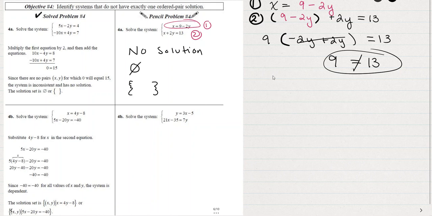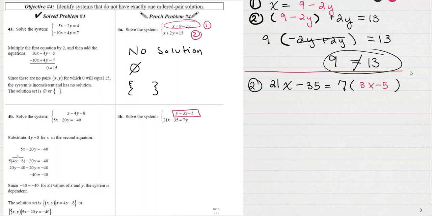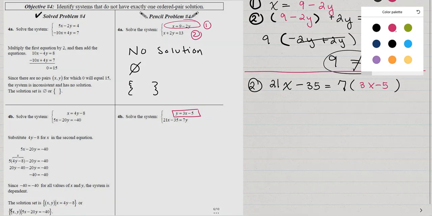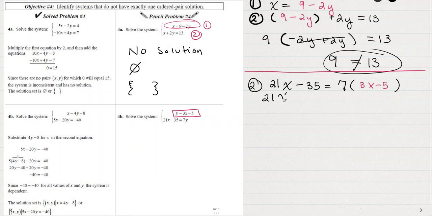Let's try it again, substituting in, so our equation 2, we could have 21x minus 35 equals 7y. Now in place of y, I'm going to put the 3x minus 5. So now I have 21x minus 35 equals 7 times the quantity of 3x minus 5. And when I simplify that, I get 21x minus 35 is 7 times 3x, 21x, minus 7 times 5, so minus 35.